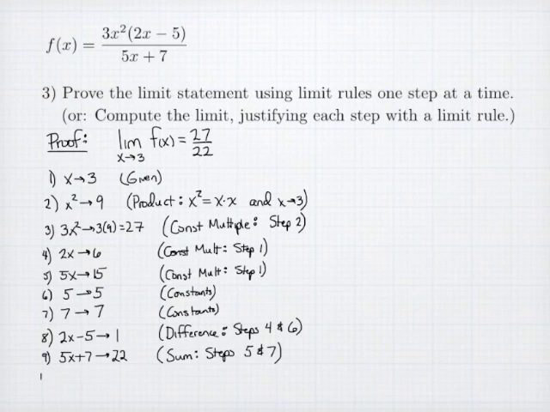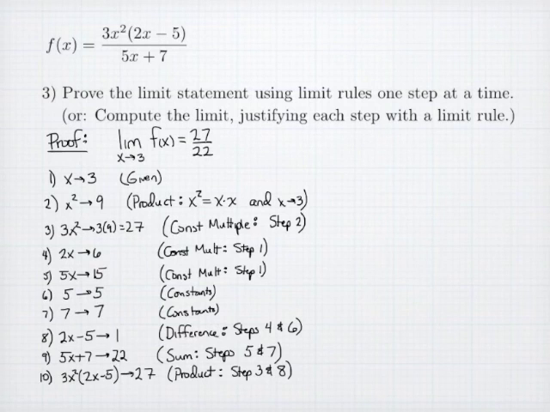The second to last step is to finish calculating the limit of the numerator. We've already calculated the limit of 3x squared and the limit of 2x minus 5. We now need to multiply those answers, 27, using the limit of a product. 3x squared's limit was calculated in step 3. 2x minus 5's limit was calculated in step 8. So the product is 27.